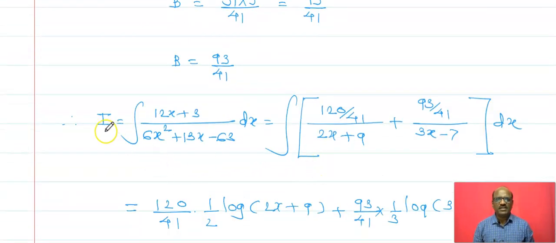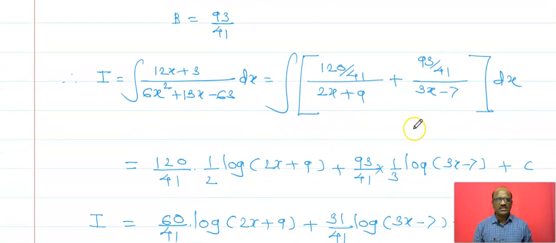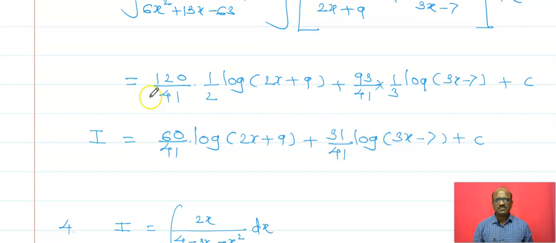And therefore, the integration I is equal to the integral of (12x + 3) upon (6x² + 13x - 63) dx. Therefore, integral in bracket 120 upon 41 upon (2x + 9) plus 93 upon 41 upon (3x - 7) dx. Therefore, integration is 120 upon 41 into 1 upon 2 log of (2x + 9) plus 93 upon 41 into 1 upon 3 log of (3x - 7) plus c. And in this way, you will get 60 upon 41 into log of (2x + 9) plus 31 upon 41 log of (3x - 7) plus c.